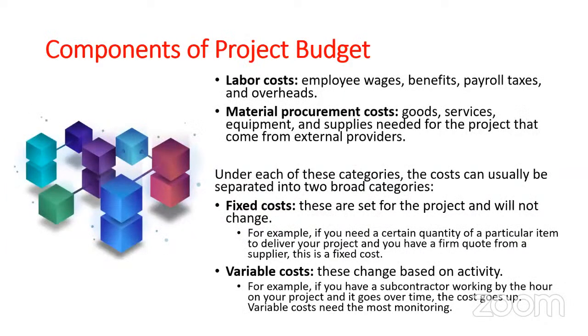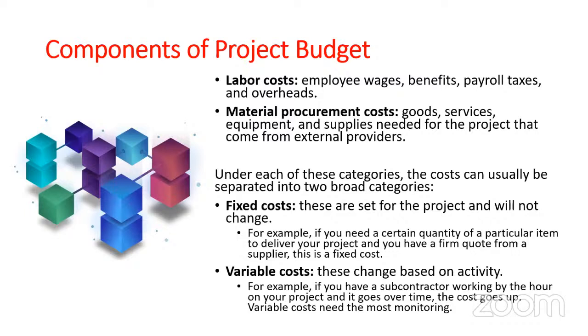Components of project budget: you have labor costs, including employee wages, benefits, payroll taxes, and overheads. Material procurement costs, like goods, services, equipment, and supplies. Under each of these categories, the costs can usually be separated into two broad categories: fixed cost and variable cost. Fixed costs are set for the project and will not change. So fixed costs do not change.